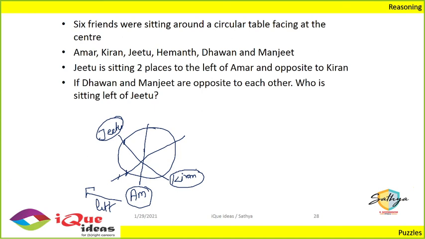Pratyush, did you understand it so far? Okay. Now it says Dhawan and Manjeet are opposite. There are 3 empty places. But I cannot place any one of those two here because the opposite place is already occupied. So Dhawan and Manjeet, I don't know who is where, but both of them are occupying either of these positions. Did you get this?